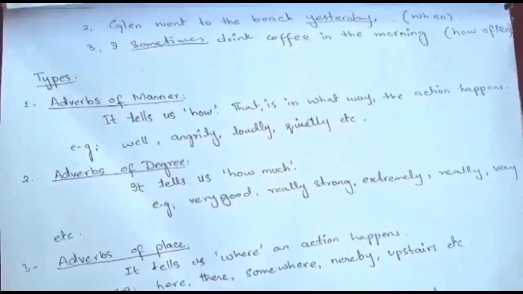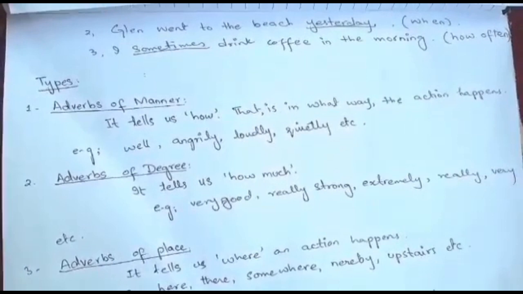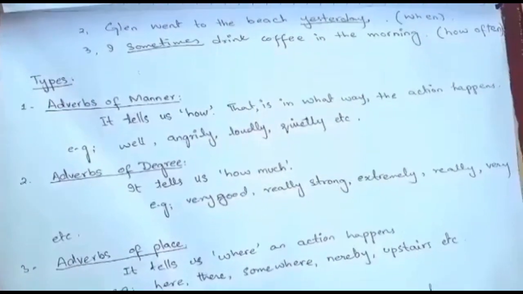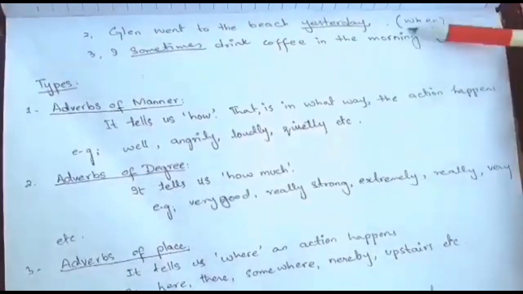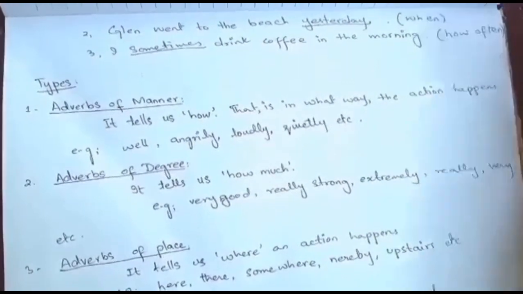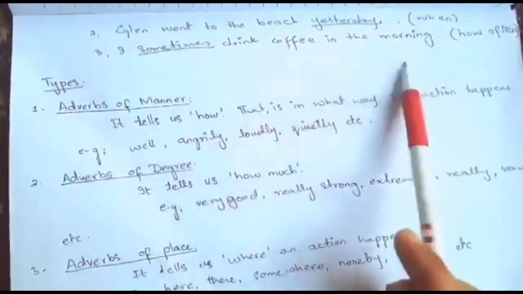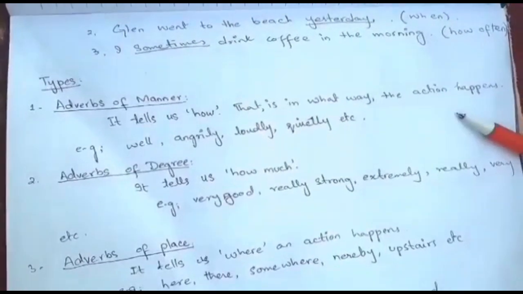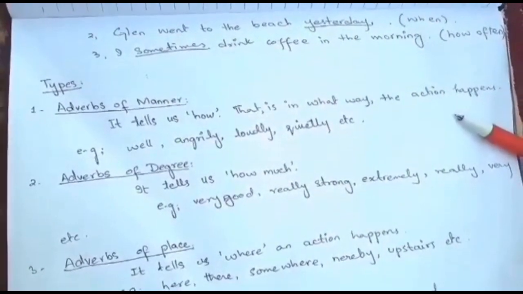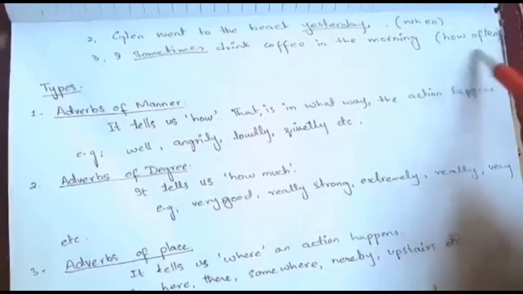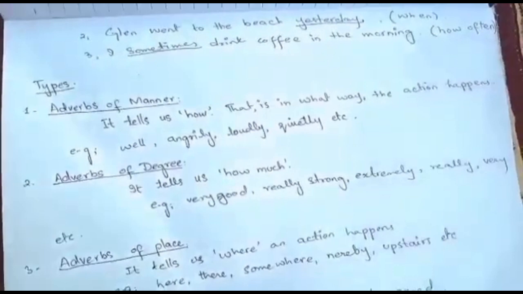Secondly, Glenn went to the beach yesterday. In this example, yesterday shows when Glenn went to the beach. So over here in this example, it is telling you the time, when. Number 3, I sometimes drink coffee in the morning. In this example, sometimes shows how often I drink coffee in the morning. So it is telling you the frequency, that is, how often.